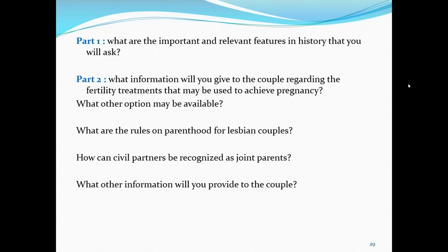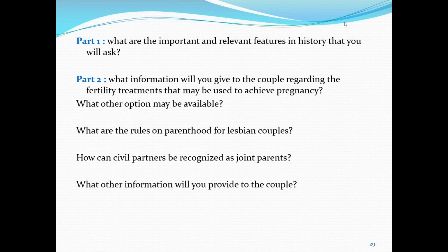So after this history, I would like to examine the partner who is going to be the birthing mother. Information you give to the couple regarding the fertility treatments that may be used to achieve pregnancy. So I would like to tell the couple that, first of all, they will need to decide who will be the birthing mother.